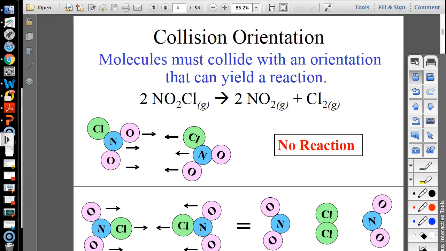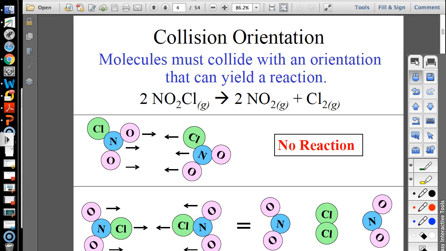So this has to do with collision orientation. And so if I have NO2Cl and it must collide with another particle to make nitrogen dioxide and chlorine gas, if it collides such that the chlorines are not going to be in contact with each other, it's not going to be able to make this temporary, what's called an activated complex, where they're stuck together for a second before they break apart. So these would come together and form like a large, very temporary molecule, and then they would break into their components. And so it has to collide with the correct orientation, right?